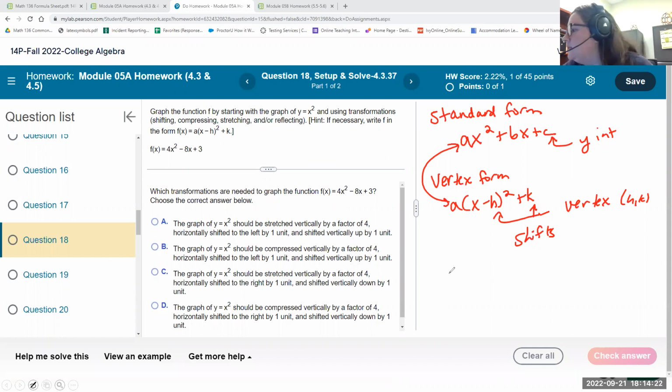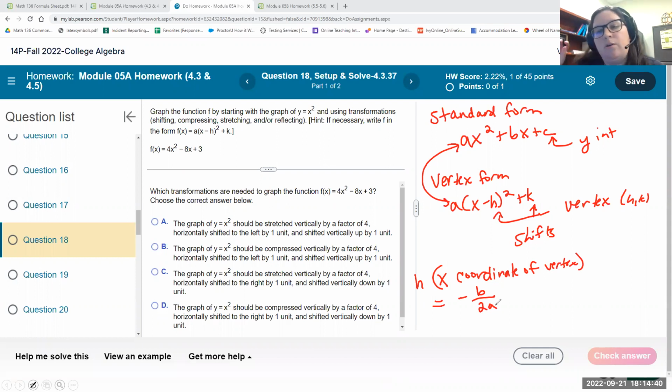So the shortcut is the x coordinate of the vertex, which is h, is found by taking negative b over 2a. And if you notice, that's just the quadratic formula without the square root part. So you don't have negative b over 2a on the formula sheet, but the quadratic formula is on the formula sheet. If you can't remember exactly what it is, look at the formula sheet, quadratic formula, throw out the square root part, and there you go.